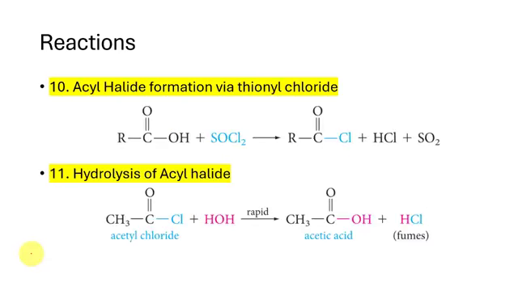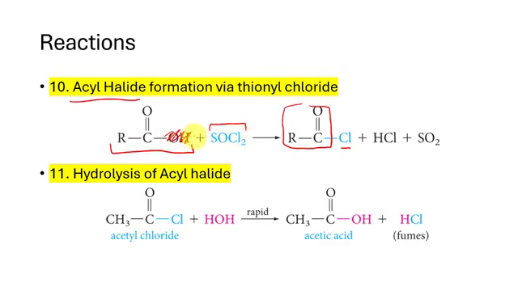So another reaction, in this case, we attain another derivative of carboxylic acid known as acyl halides. So acyl halides contain an acyl group and a halogen. So the way you produce this derivative of carboxylic acid is you start with a carboxylic acid and react with thionyl chloride.